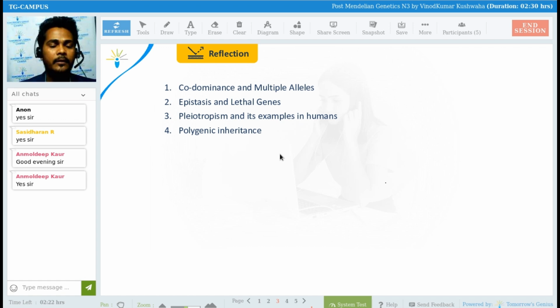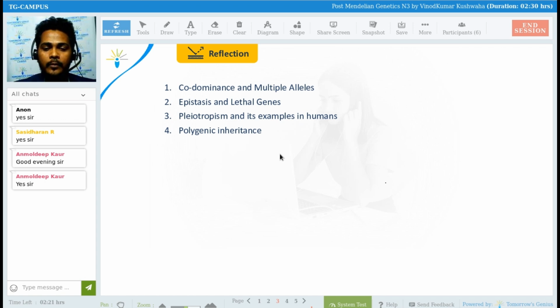So let's start with this. Yes, so we are going to learn in this 2 hours session about codominance, multiple alleles, epistasis, lethal gene, then pleiotropism, along with their examples, and polygenic inheritance. So these are the four important concepts which we are going to understand in this particular session.